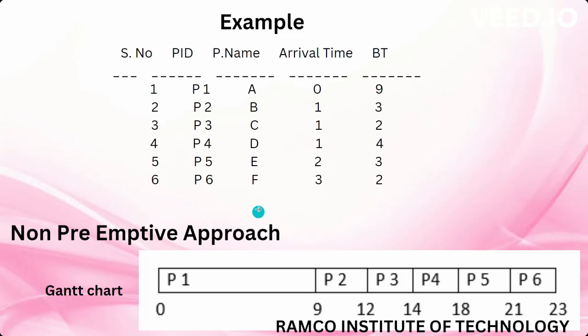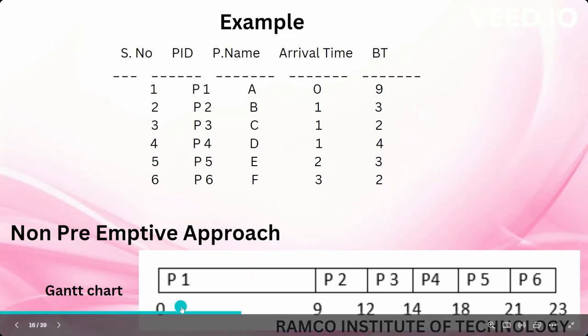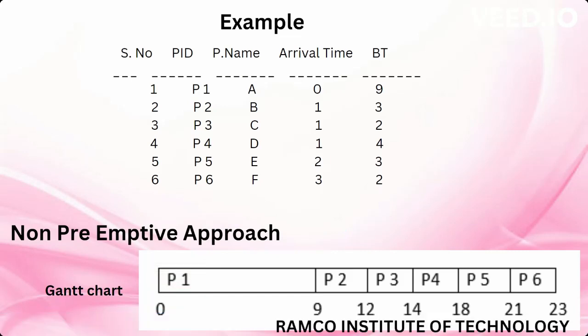Here, from the table we need to draw the Gantt chart. At time 0 the process P1 arrives, so the scheduler will schedule P1 first. P1 will be executed for 9 units of time because the burst time of P1 is 9. So the completion time of P1 is 9 and the response time of P1 is 0. After that, in FCFS scheduling all the processes are run in a linear manner, so the next process will be P2. P2 will be executed for the next 3 units of time.